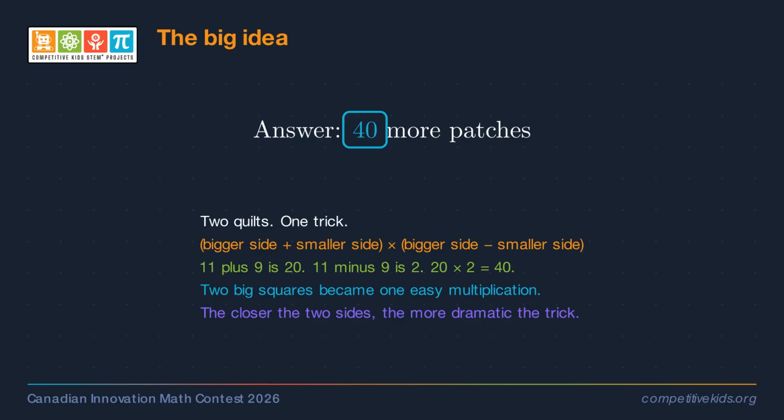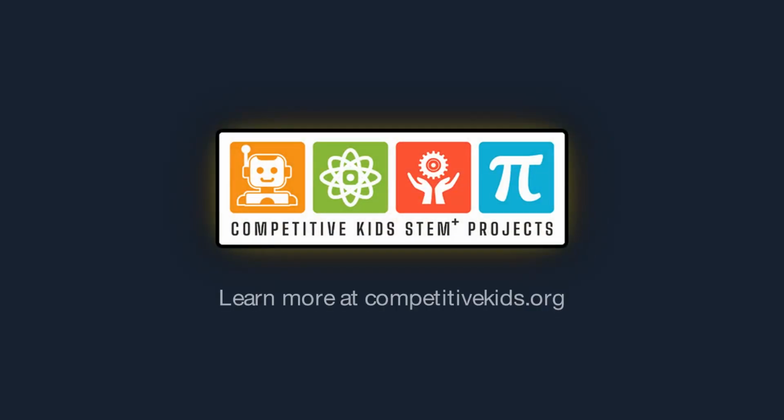13 squared minus 11 squared. That is 13 plus 11, which is 24, and 13 minus 11, which is 2. So 24 times 2 is 48. Done in your head. The next level hides this trick inside a design clue that does not even tell you the sides.